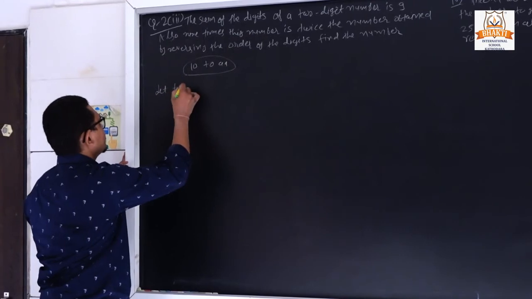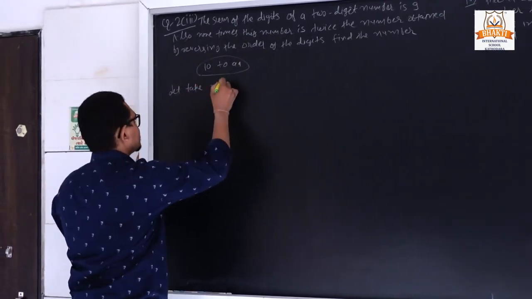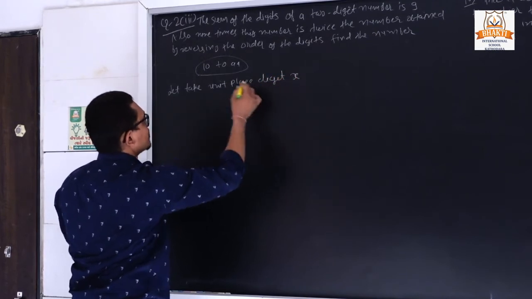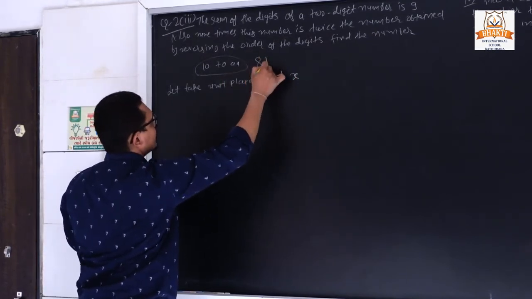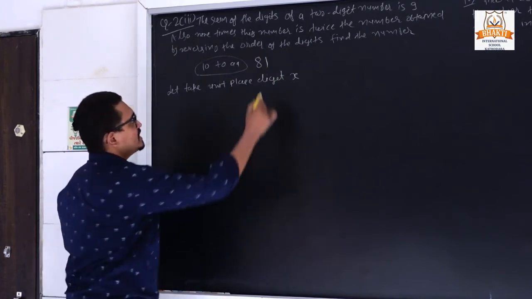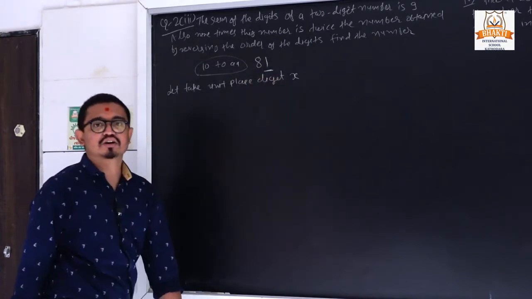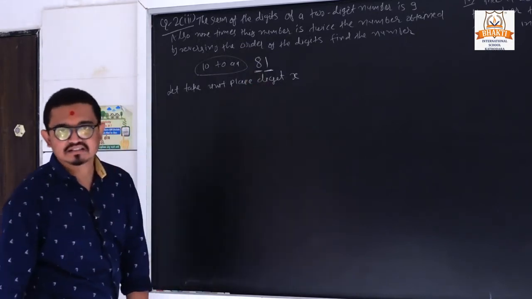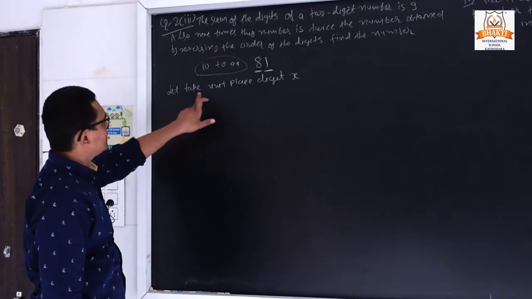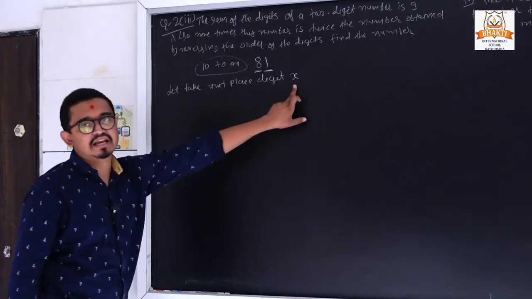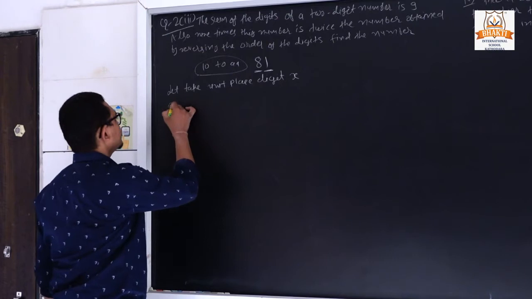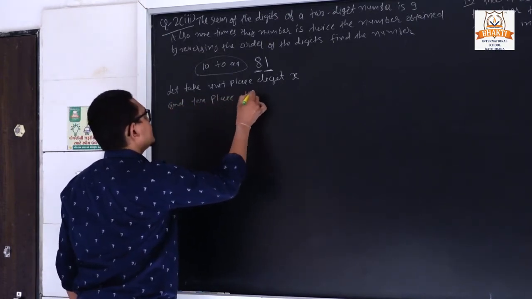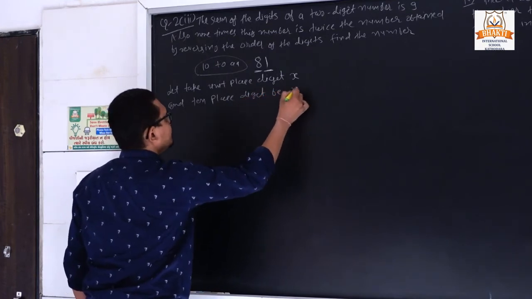Let's take the unit place digit is x, because we have a 2-digit number. Suppose we take one number, 81. So 1 is on the unit place, and 8 is on the 10s place. Clear? So we take the unit place digit as x, and the 10s place digit be y.